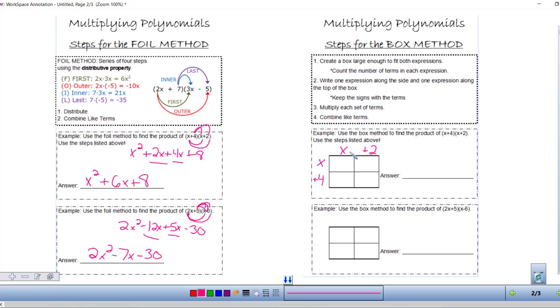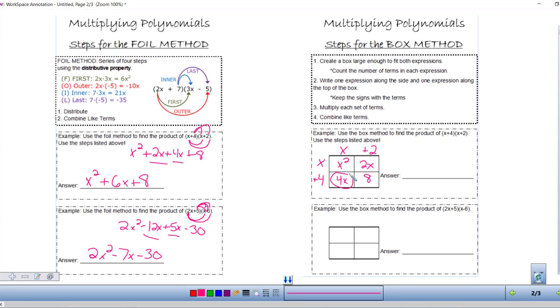Each term, each monomial, gets one part of the box. Multiply each set of terms and combine like terms. This will look like a Punnett square that you may have done in biology. We have x times x to get x squared, x times 2 to get 2x, 4 times x, 4x, 4 times 2 is 8. And if you notice, these terms are exactly the same as the terms we had over here, because it's the same problem. It's just a different way to organize your work.